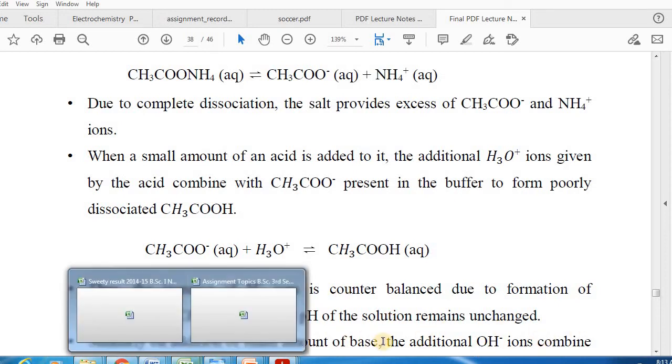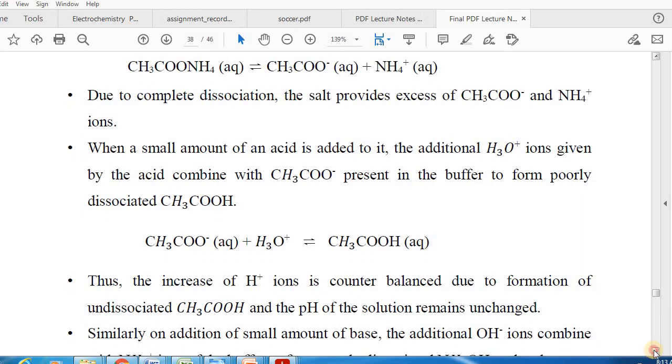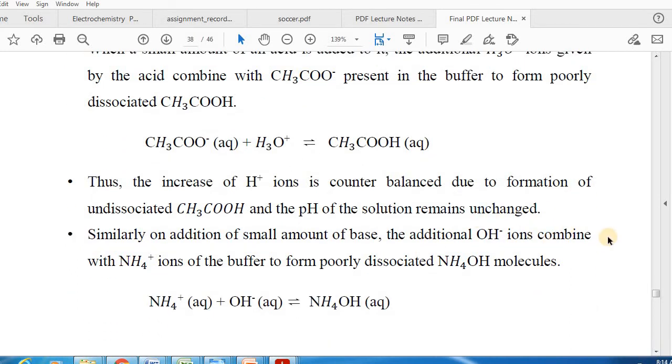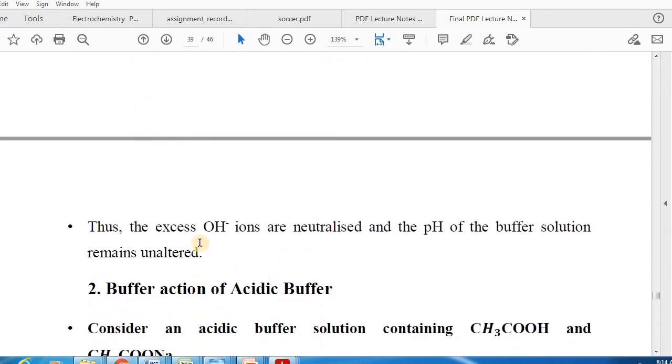Similarly, on addition of a small amount of base, the additional OH minus ions will combine with the ammonium ion and give weakly dissociated ammonium hydroxide. So there is no change in the OH negative ion concentration of the solution. These OH negative ions combine with ammonium ion of the buffer to form poorly dissociated ammonium hydroxide. Thus again the excess OH minus ions are neutralized and the pH of the buffer solution remains unchanged.